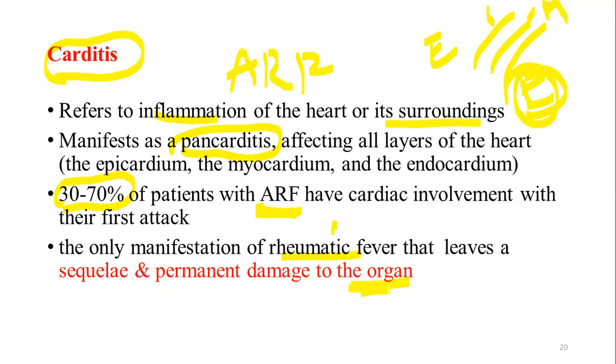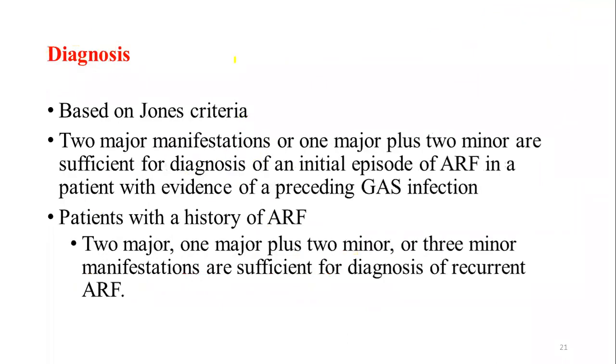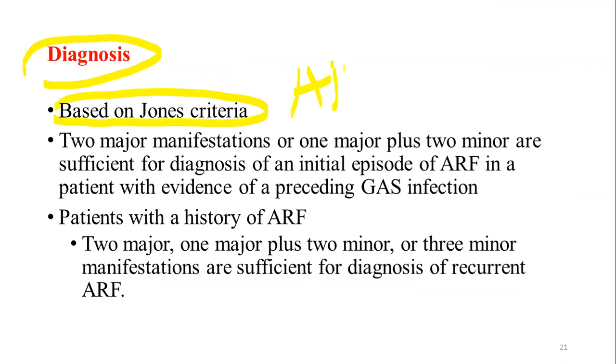That is why we need to give due attention when a patient is having acute rheumatic fever. Then, how do we diagnose this condition? The Jones criteria is the one commonly used in the diagnosis of acute rheumatic fever.